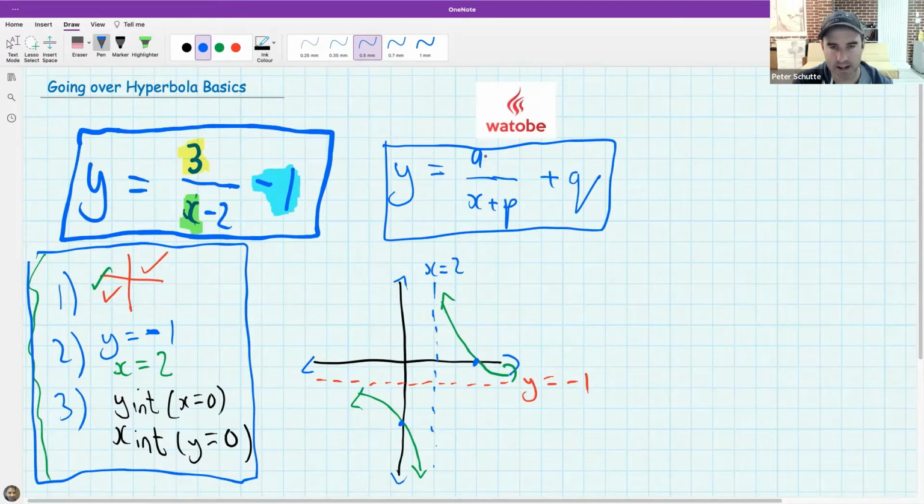The other thing I want to point out is that the standard form of a hyperbola is this bit up here, where we have an A value, and then these things over here: that's the vertical shift, that's the horizontal shift. Okay, let's just go with some basics to start with.